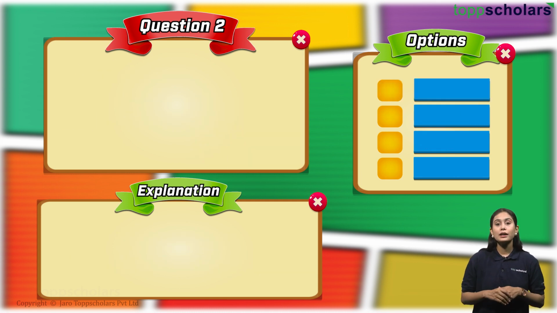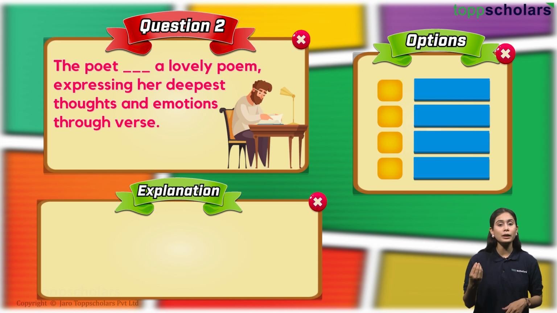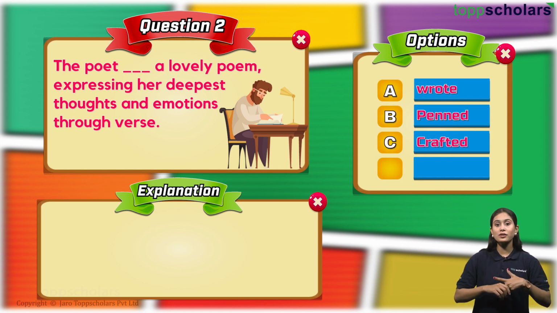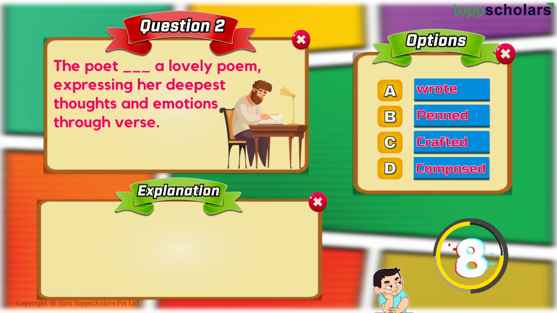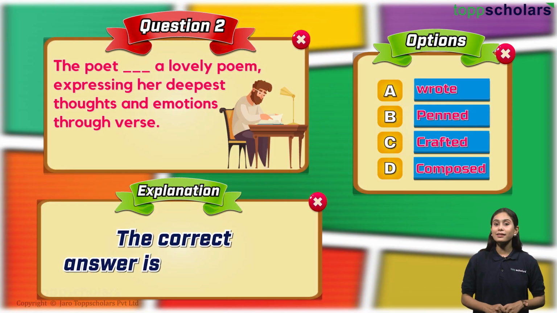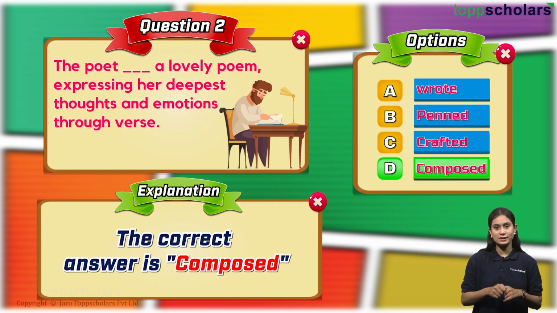Question 2. The poet dashed a lovely poem expressing her deepest thoughts and emotions through verse. Option A, wrote. Option B, penned. Option C, crafted. Or option D, composed. The correct answer is option D, composed.